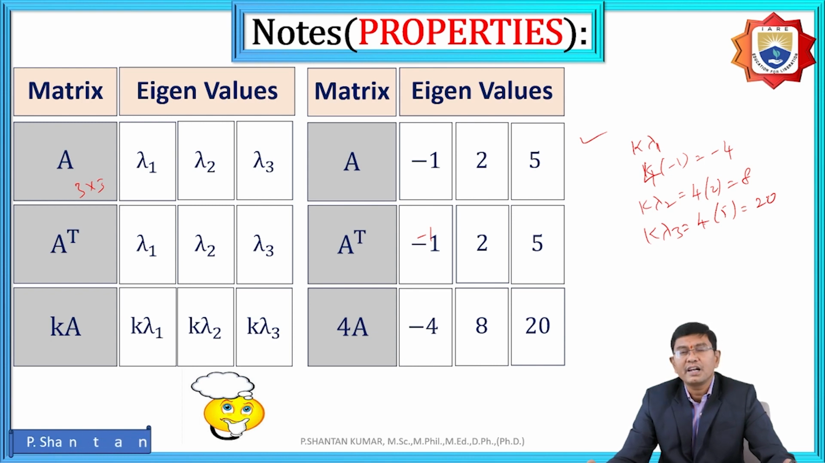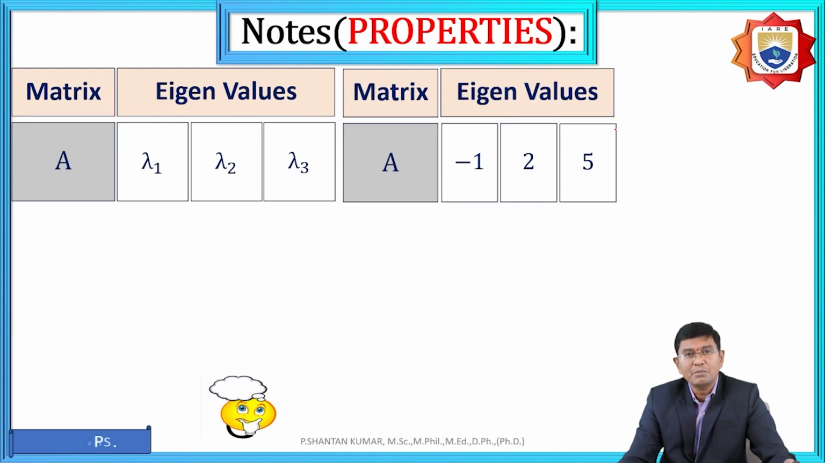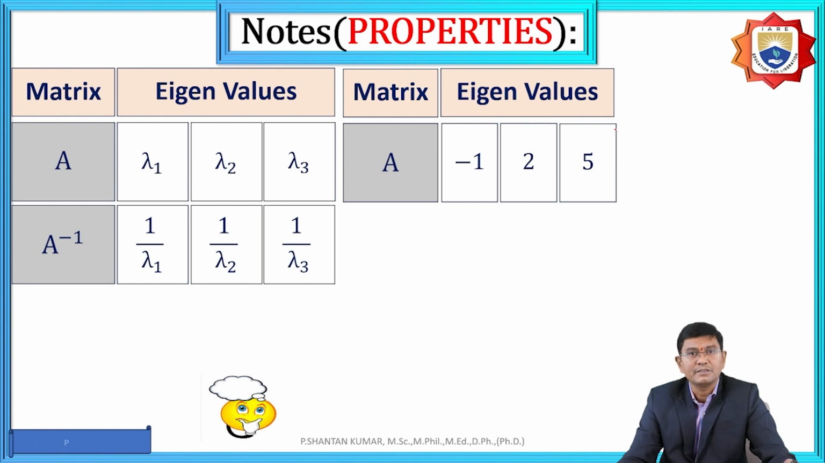That means here we already know that minus 1, 2, 5, multiplying with 4, that is minus 4, 8, 20, are the eigenvalues of the matrix. And similarly, for example, the matrix has eigenvalues lambda 1, lambda 2, lambda 3, which are minus 1, 2, 5. For example, this is a 3 by 3 matrix, and based upon the inverse of the eigenvalues, the property shows that they are 1 by lambda 1, 1 by lambda 2, 1 by lambda 3.